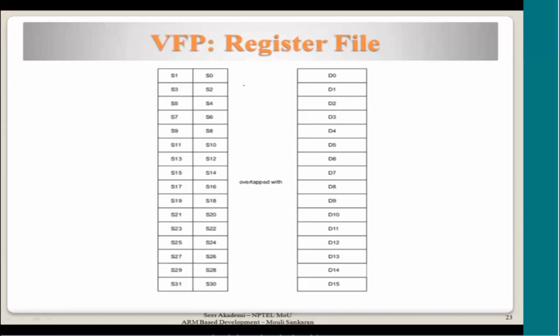So S0 to S31. How many? 32 registers. I told you this is single precision, which means each register here is 32 bits wide. Okay. Now what is this? Double precision is a 64-bit wide data register. So it combines the S0 and S1 elements as D0.